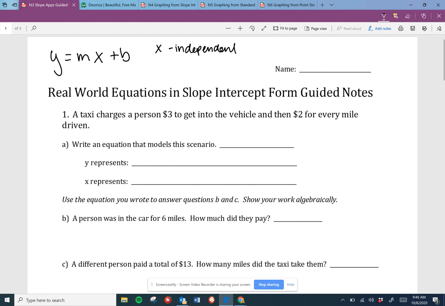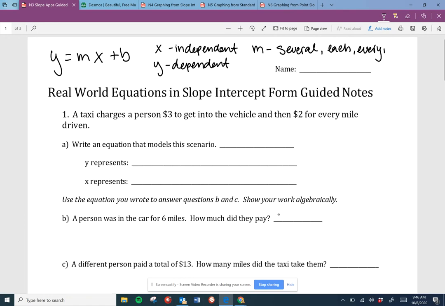It's going to be the thing that is determining what the outcome is. And the y is going to be the dependent, so that's going to be the output. It's going to be the thing that is at the end of the problem. Our slope is going to be happening over and over again, and there are a couple of words that always indicate slope in a word problem, like each, every, and per.